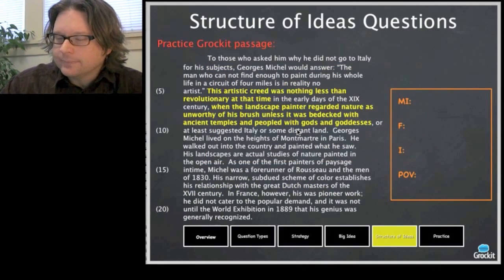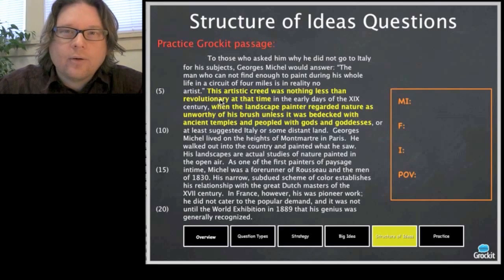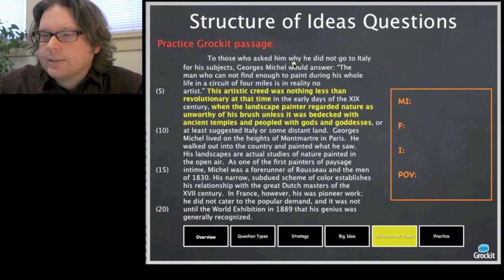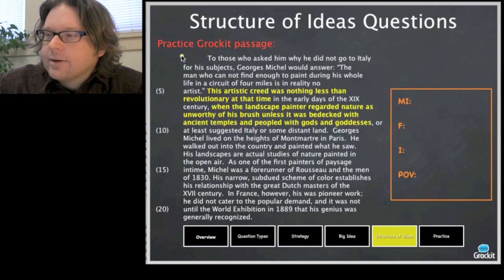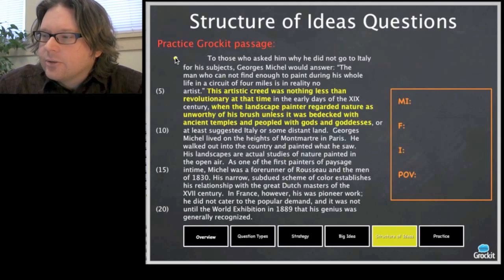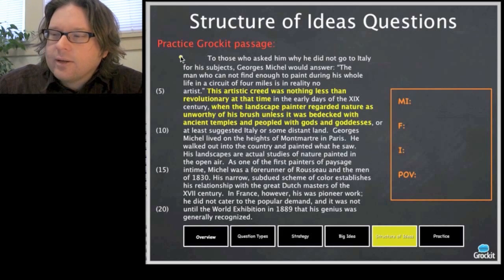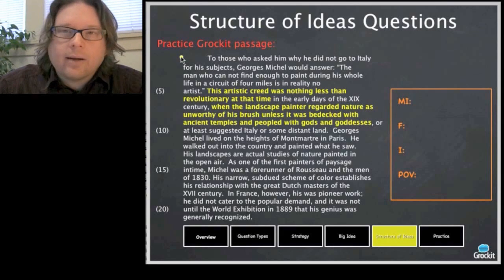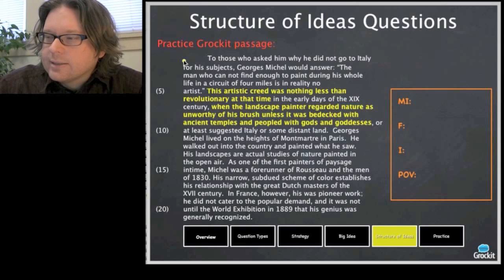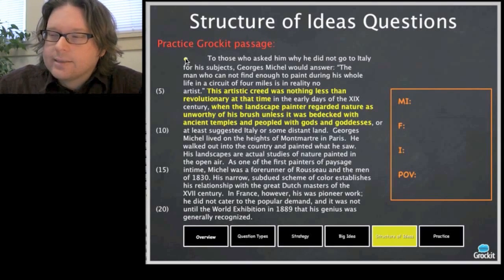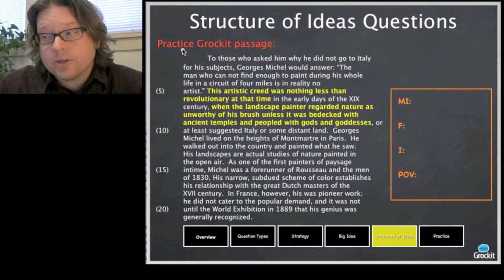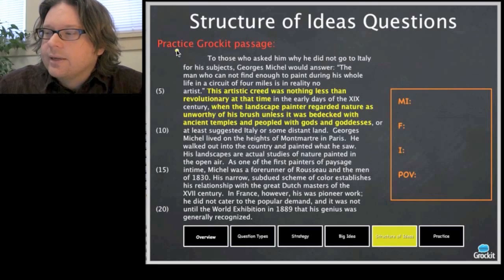All right. So we're going to ignore the highlighting for a second and just treat this passage as it is here. To those who asked him why he did not go to Italy for his subjects, Georges Michel would answer, "The man who cannot find enough to paint during his whole life in a circuit of 4 miles is in reality no artist." This artistic creed was nothing less than revolutionary at that time in the early days of the 19th century, when the landscape painter regarded nature as unworthy of his brush unless it was bedecked with ancient temples and peopled with gods and goddesses.